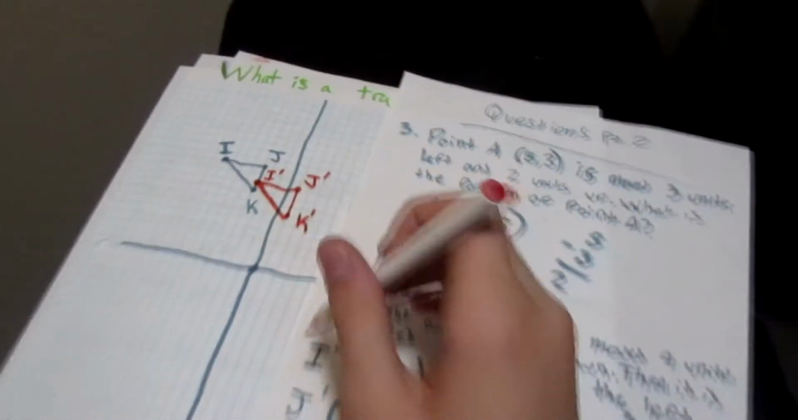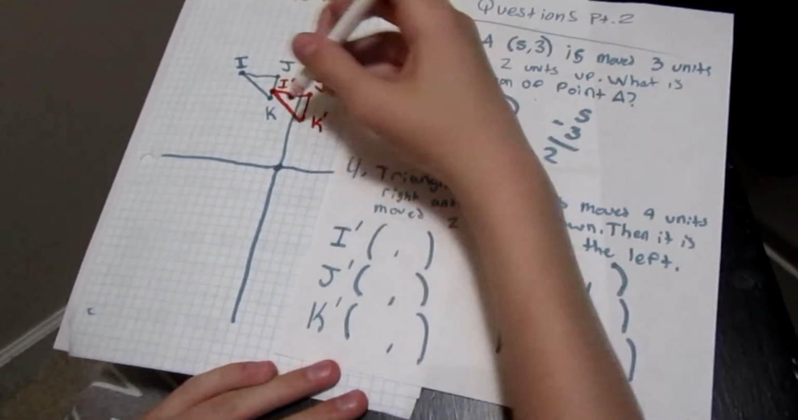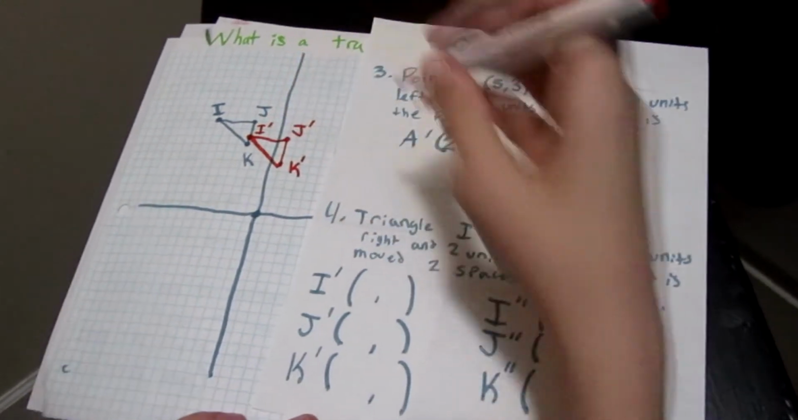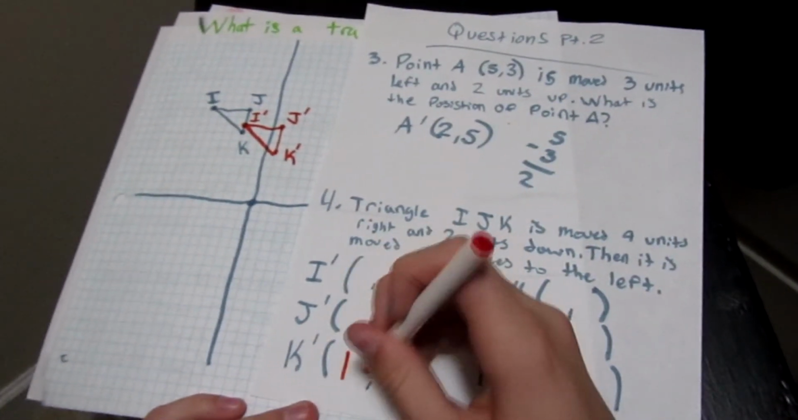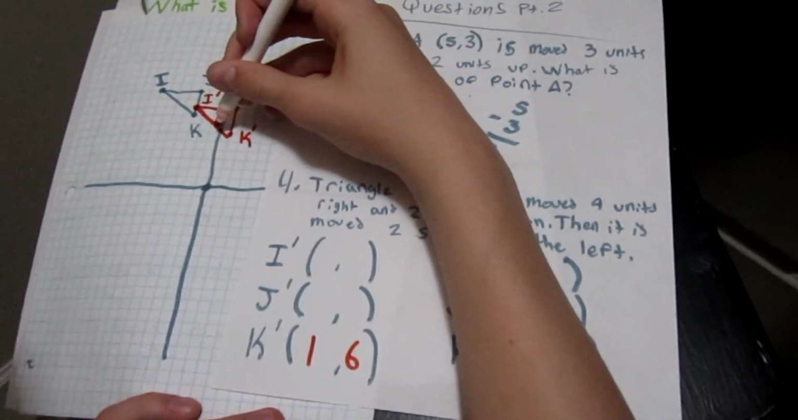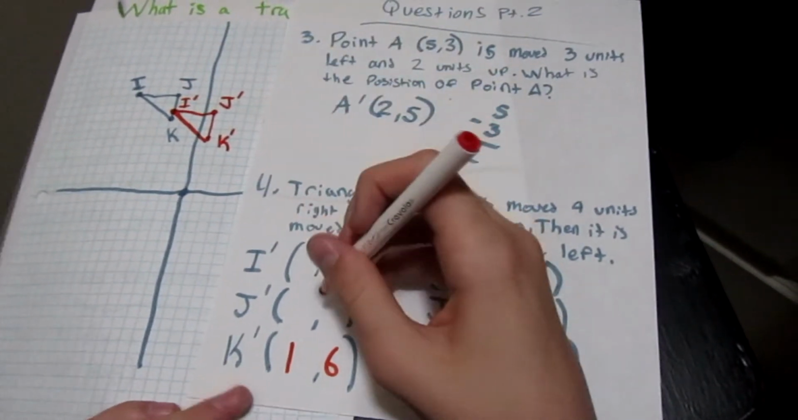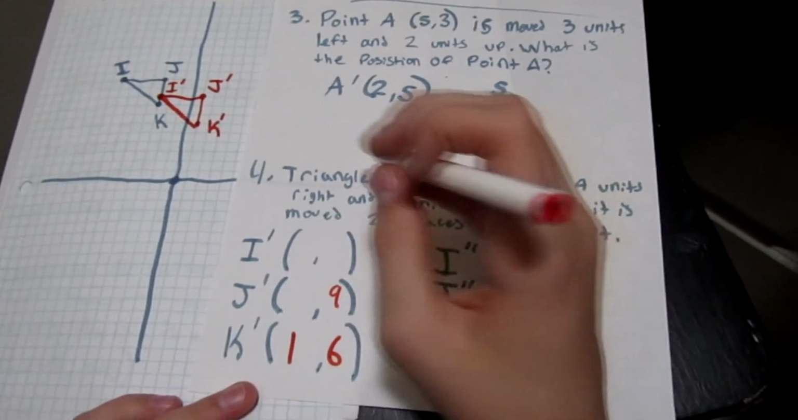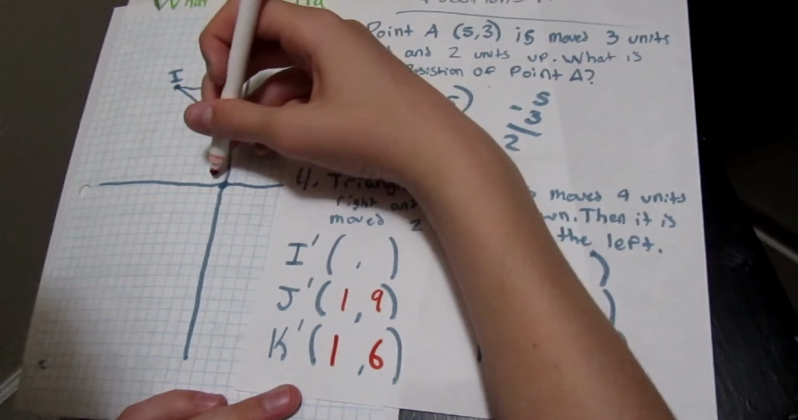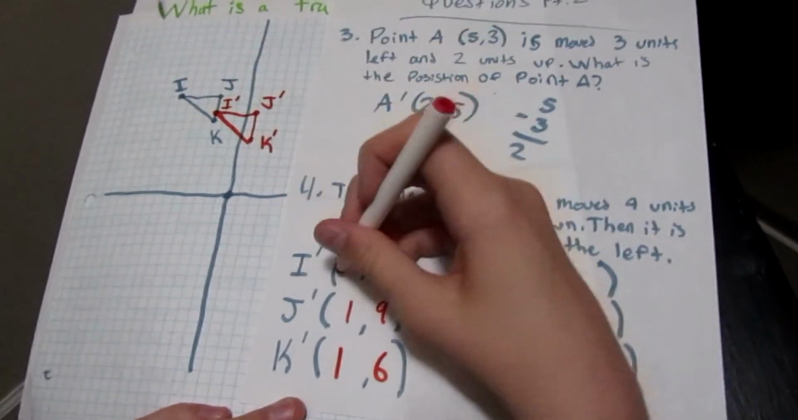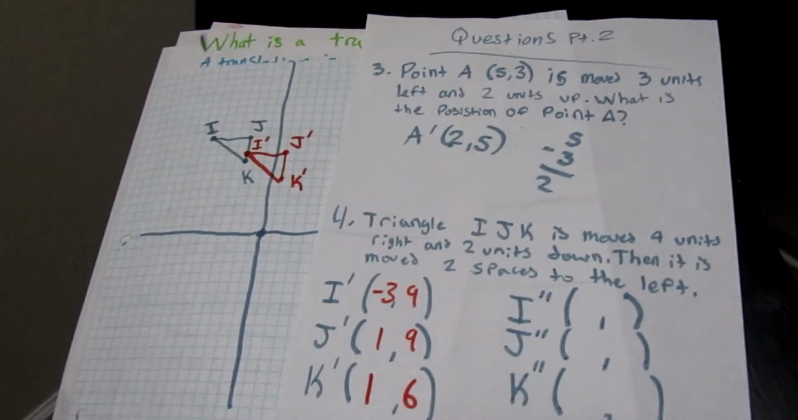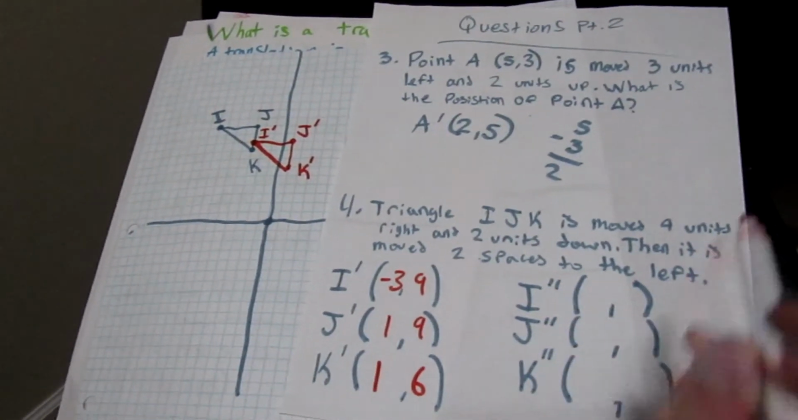Then you're going to record those values right there. K prime is at 1, 6. J prime is at 1, 9. And I prime is at -3, 9.